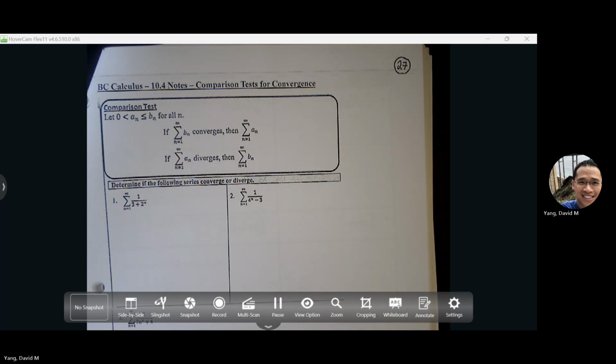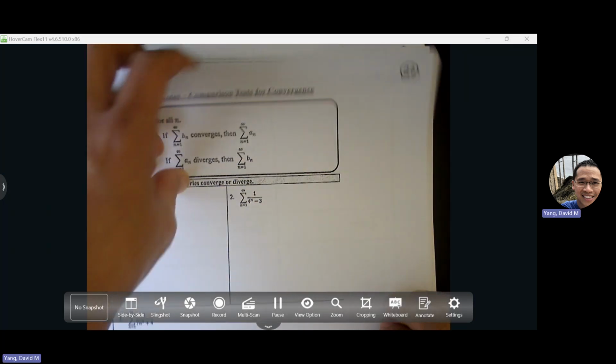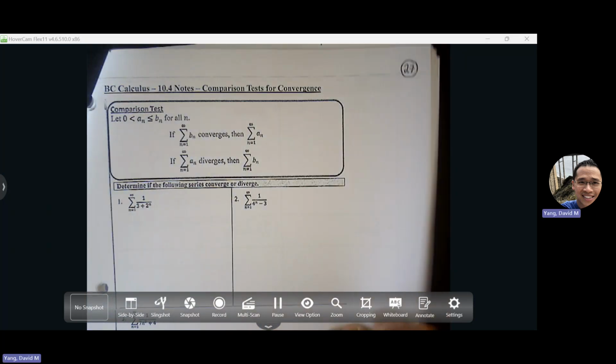So far we've basically learned the majority of the convergence tests. We've seen nth term, we've seen geometric series, we've seen p series, and the integral test.